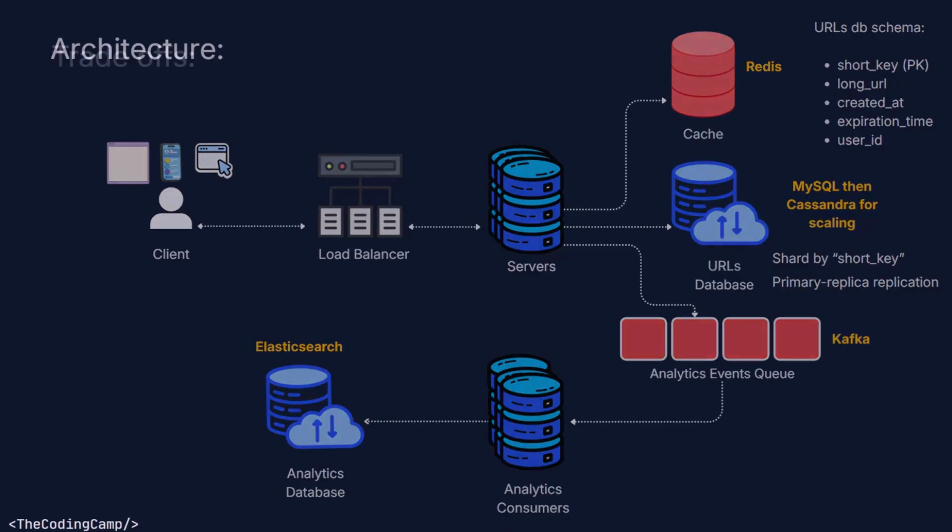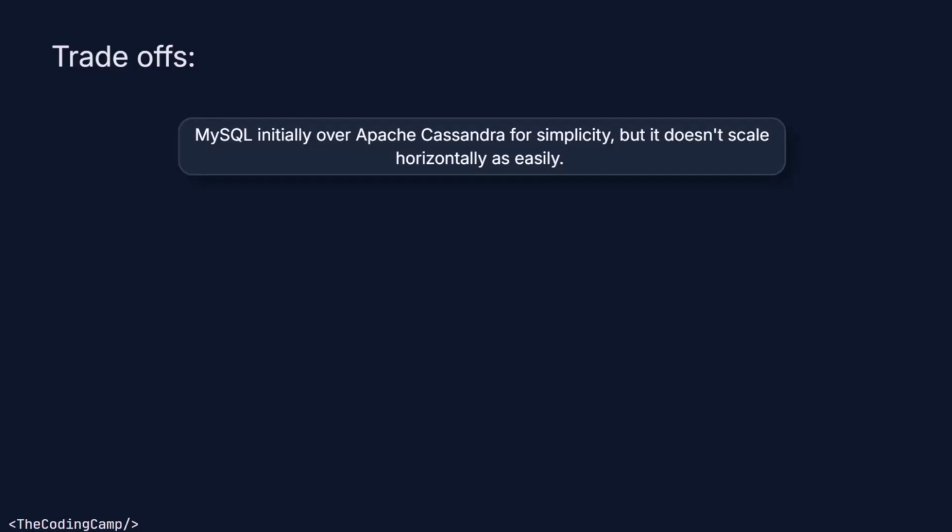Now, I'll discuss some trade-offs in the choices I made for the architecture. I chose MySQL initially over Apache Cassandra for simplicity, but it doesn't scale horizontally as easily. Cassandra adds distributed complexity too early, and eventual consistency is unnecessary for the early stage. I wanted simplicity and correctness first, scale later.